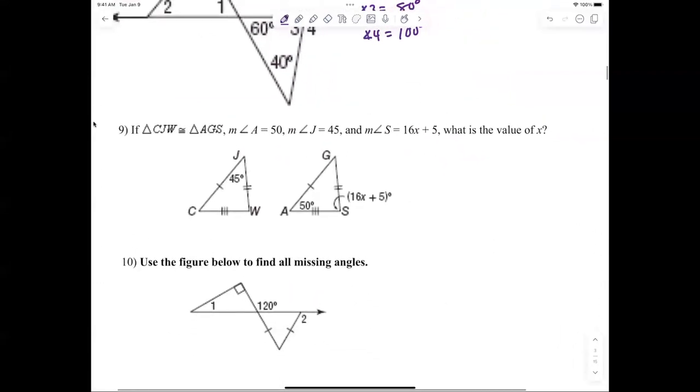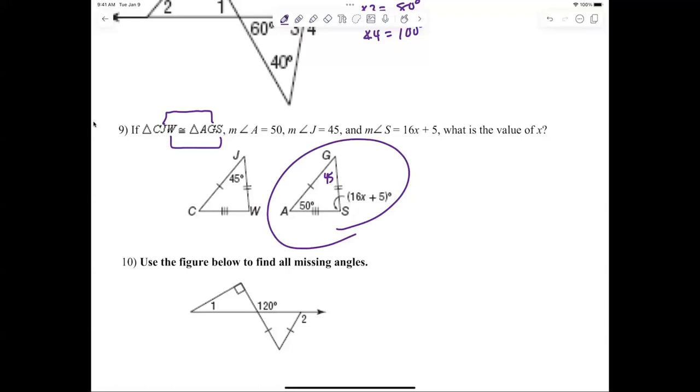All right, here we go. So if triangle CJW is congruent to triangle AGS, the measure of angle A is 50 degrees, and so on and so forth. Measure of angle S. What is the value of X? So S corresponds to what? S corresponds to W. J corresponds to what? All right, so that means this is 45. Do you agree with that? Everybody's good? All right. And so we can say that 16x, well, the sum of these angles equal 180, correct? Yeah. So X is equal to how much?